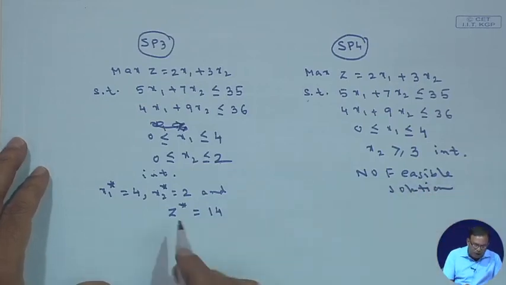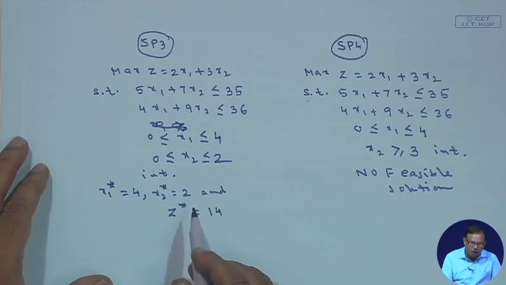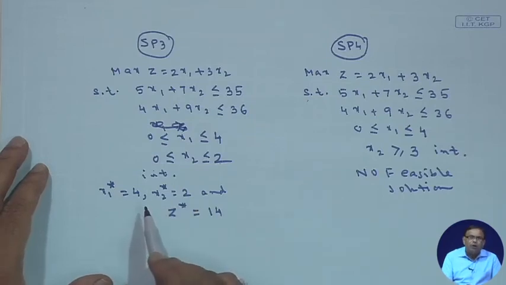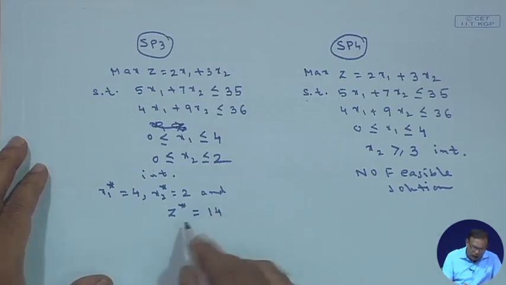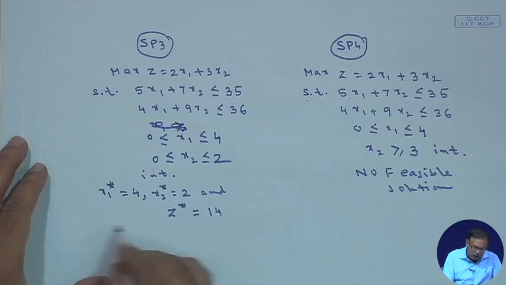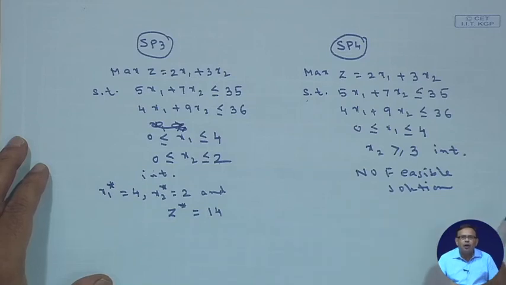But for this case you see, we obtained the optimal solution and they are satisfying the integer restriction also. Therefore, the solution of the original problem will be this one, x1 equals 4, x2 equals 2 and z star equals 14. So, the original solution for this problem will be the solution of SP3, which is x1 star equals 4, x2 star equals 2 and z star equals 14.